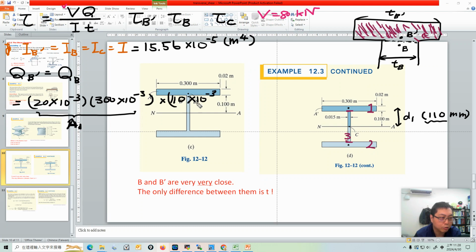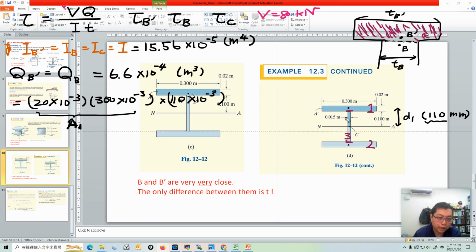So that's the QB and QB prime. So what's the answer? I don't want to waste too much time, so just calculate it by yourself. It's equal to 6.6 times 10 to the power minus 4. I think the unit is area times distance, so the unit is m to the power 3. So that's QB and QB prime.